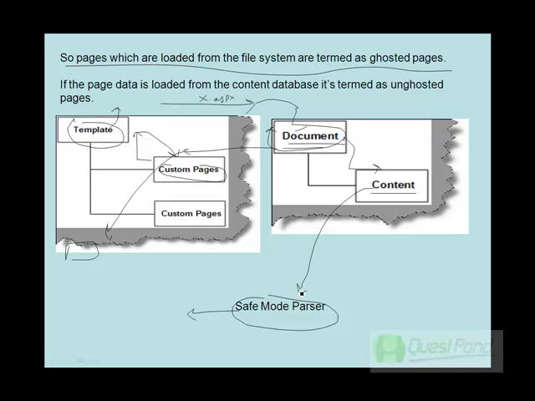In other words, ghosted pages are stored in the file system and unghosted pages are stored in the content database. The whole point of explaining this theory is to make you understand how SharePoint does its personalization and globalization. We'll come to that later as we move ahead in the questionnaire. But at this moment, you need to understand how the ghosted and unghosted concepts work in SharePoint.